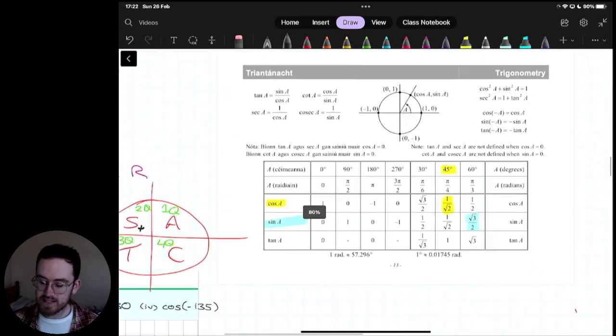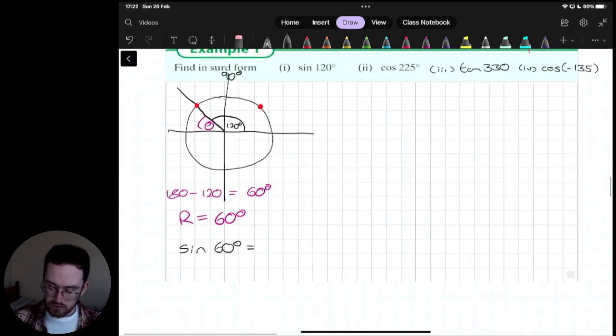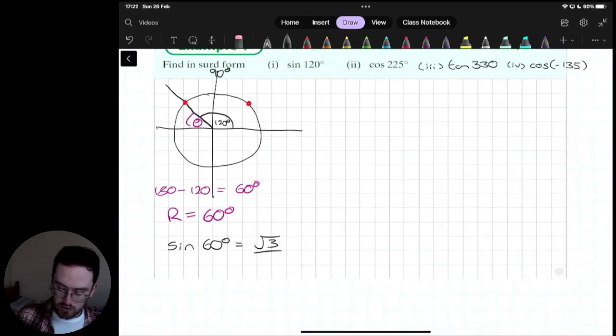Our log tables have the value for a lot of these answers, and sometimes the question will instruct you to use your log tables, or not to use a calculator, and then you have to go to your log tables and use these values. So if we look at this one, sine of 60 is root 3 over 2. So sine of 60, root 3 over 2. So that means that sine of 120 is also going to be equal to root 3 over 2.